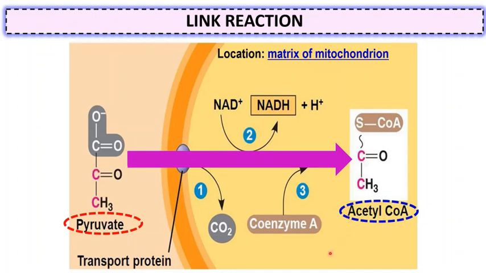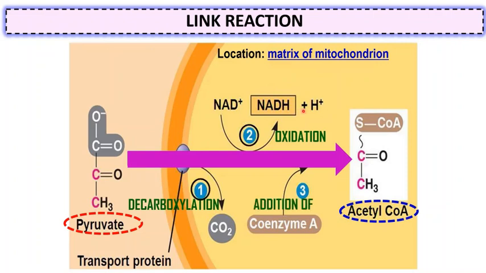It involves 3 steps. The first step is decarboxylation of pyruvate, where CO2 is released, forming a 2-carbon fragment. The second step is oxidation. The 2-carbon fragment is oxidized, releasing its electron to NAD+, and NAD+ is reduced into NADH plus H+. The third step is the addition of coenzyme A. Coenzyme A is added to the 2-carbon acetate, forming acetyl coenzyme A, which then enters the Krebs cycle.